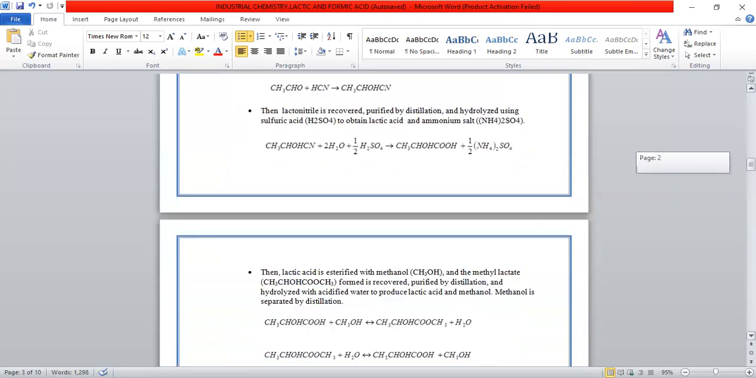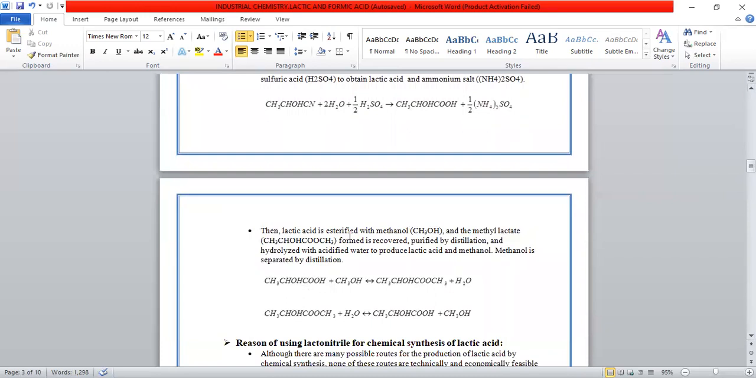So what happens in the next step? The lactic acid is esterified with methanol and the methyl lactate formed is recovered, purified by distillation and hydrolyzed with acidified water to produce lactic acid and methanol. In this reaction, you can see the lactate, which is formed in the previous step, being hydrolyzed with the help of acidified water, and as a result, we get lactic acid and methanol. At last, methanol is separated by distillation.